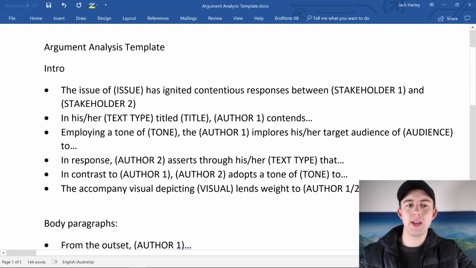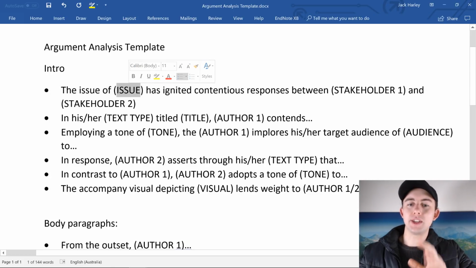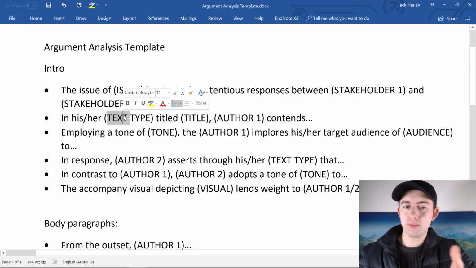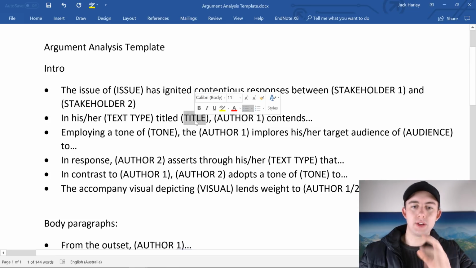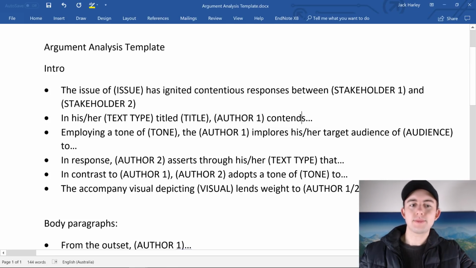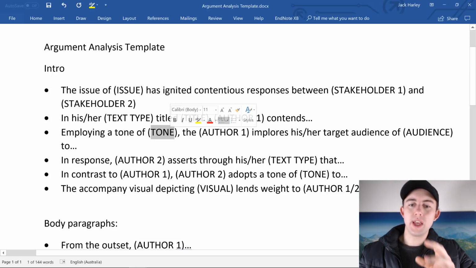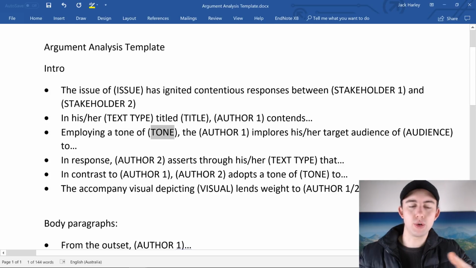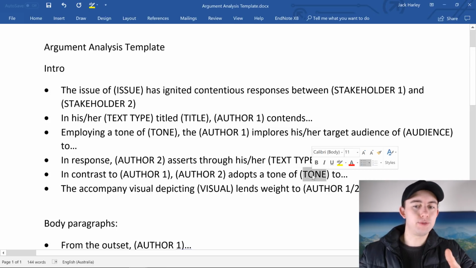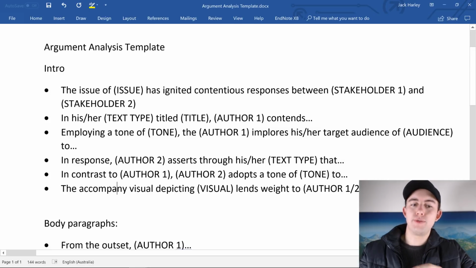Now here it is guys, this is the template. You say the issue of something has ignited contentious responses between stakeholder 1 and stakeholder 2. First sentence. In his or her, whatever text type it is, newspaper article, titled this, author 1 contends this. Employing a tone of this, the author implores his or her target audience of, whoever their target audience are, to something. In response, author 2 asserts through his or her, whatever it is, that something. In contrast to author 1, author 2 adopts a tone of something to something. So, final sentence, the accompanying visual depicting this lends weight to author 1 or 2, whoever's stance it is, stance.